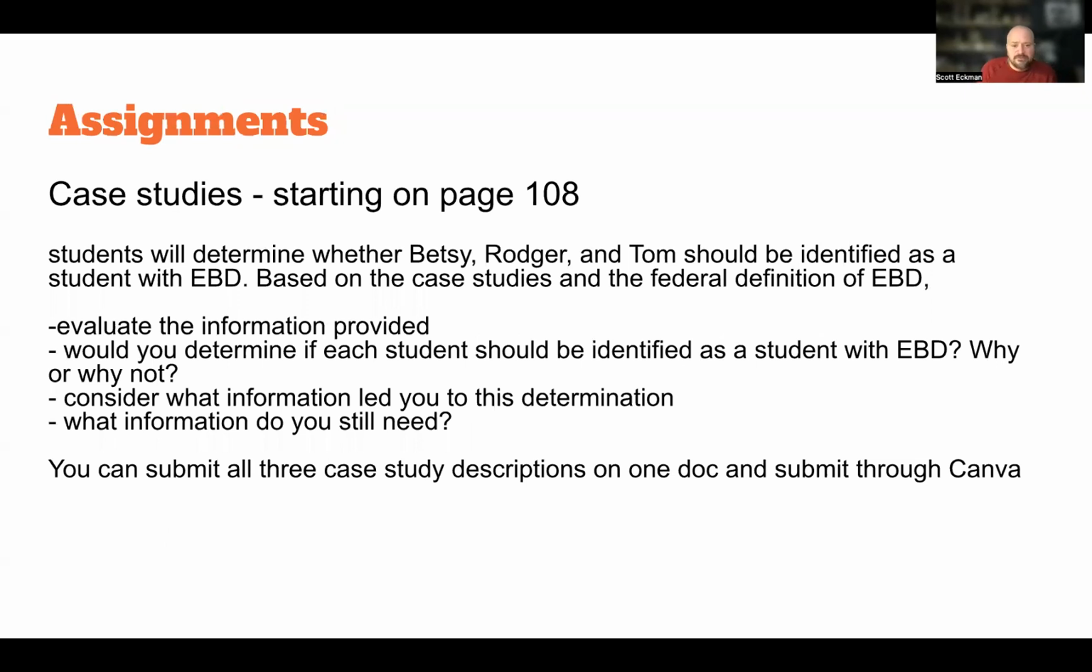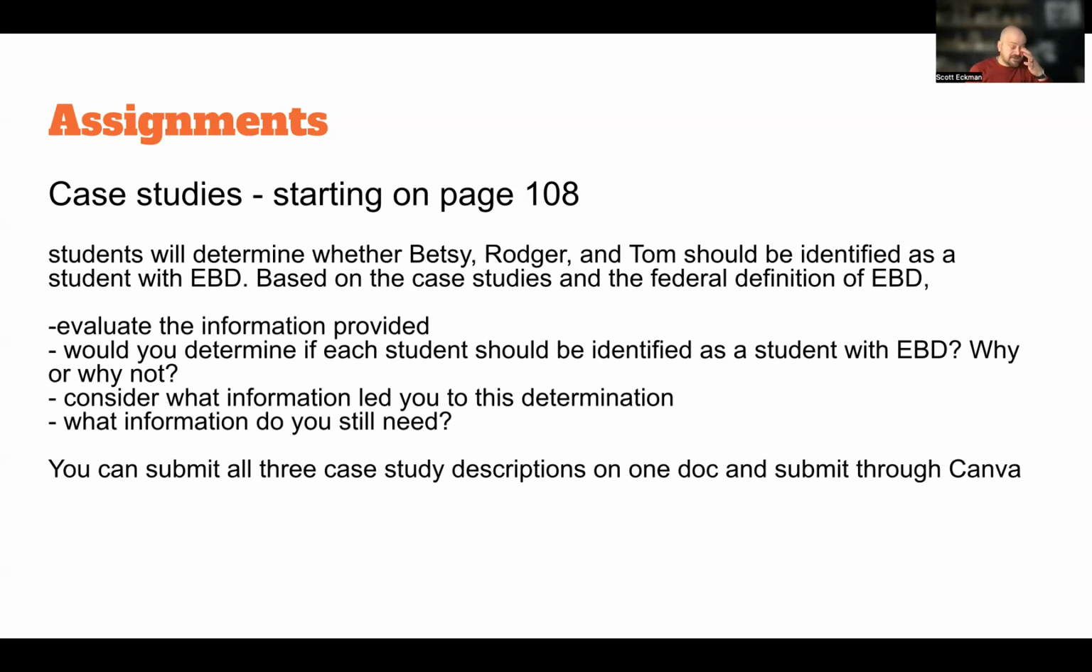So our assignment for this week is in your text, I believe on page 108. And again, I'm using the ebook version of this, so the page numbers might be a little bit different, but there are 3 case studies: Betsy, Roger, and Tom. Your assignment is to determine whether you believe, based on the information that you have, that Betsy, Roger, or Tom should be identified as a student with an emotional disturbance, based on the information in the case study and also the federal definition of EBD.